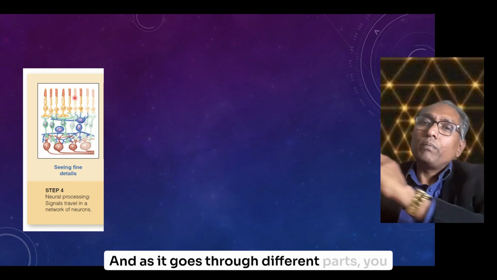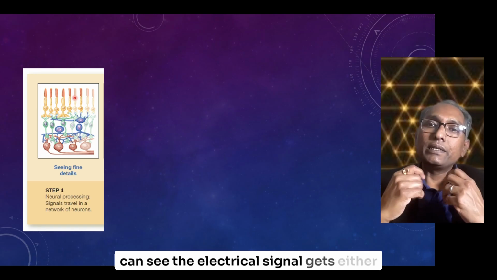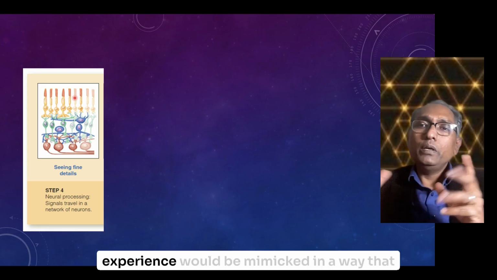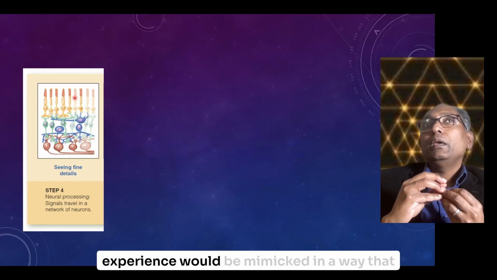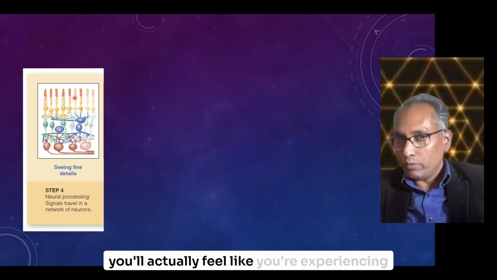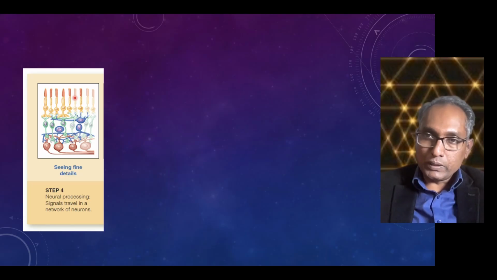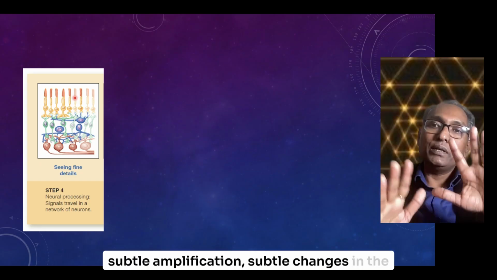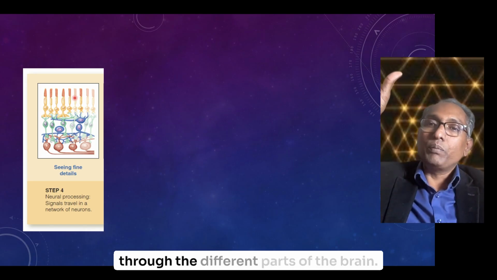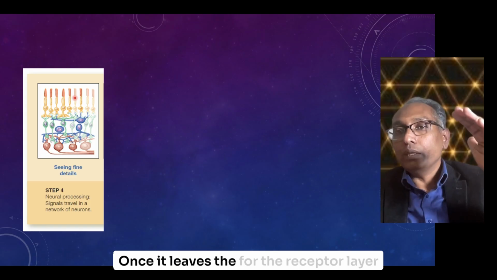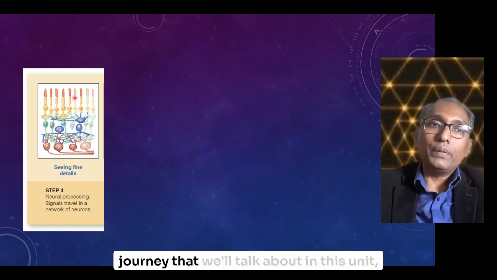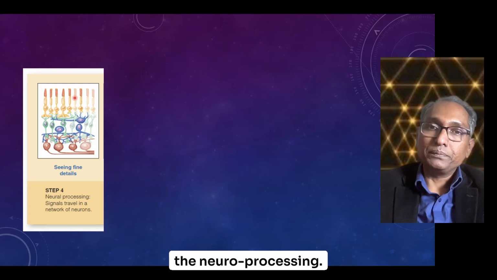And as it goes through different parts, you can see the electrical signal gets either amplified or reduced in a way that your experience would be mimicked, so that you'll actually feel like you're experiencing the external stimulus. So these subtle amplifications, subtle changes in the electrical signal patterns while it is going through the different parts of the brain, once it leaves the photoreceptor layer within the eye, beyond the eye, that's the journey that we'll talk about in this unit, the neural processing.